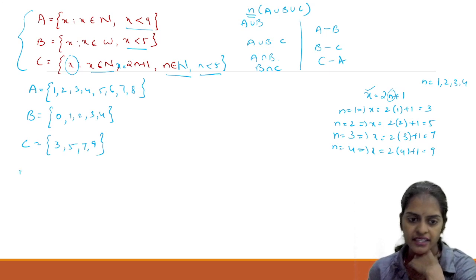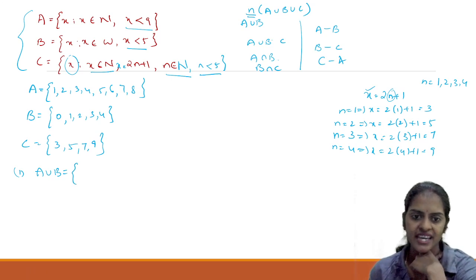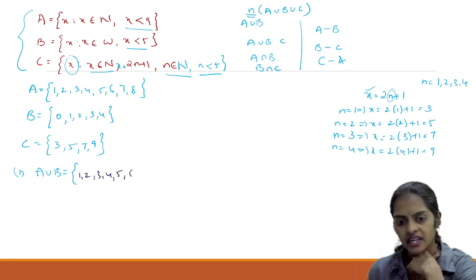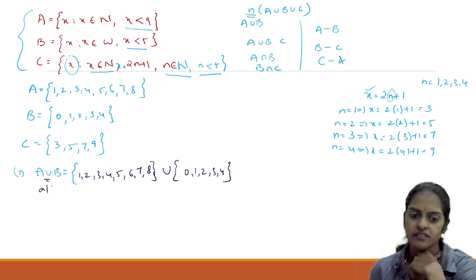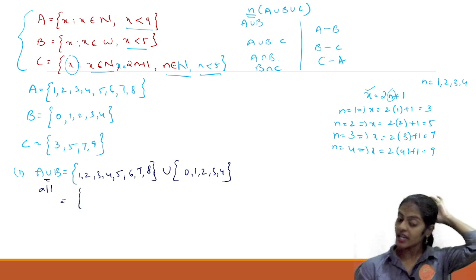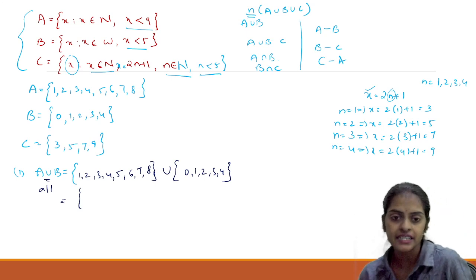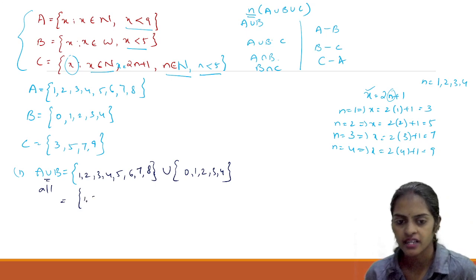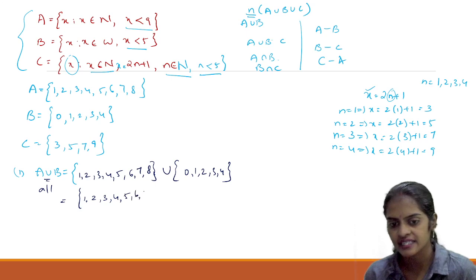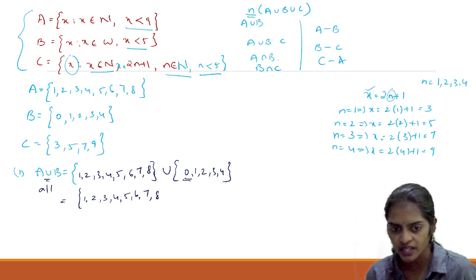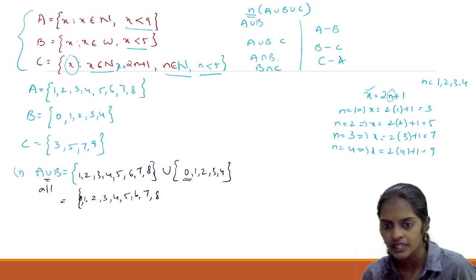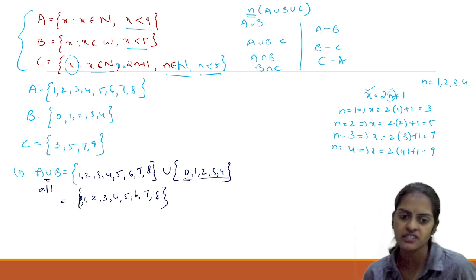Okay, now if I have to find the first bit, A union B, you'll write the elements of A and B. Okay, A is 1, 2, 3, 4, 5, 6, 7, 8. Union B is 0, 1, 2, 3, 4. Union means all together. Okay, but one point you remember, I told you elements of a set are not repeated. So when you're writing it together, please don't repeat it. So I have 1, 2, 3, 4, 5, 6, 7, 8. These are the elements of A. First write all of them. Then B, you see, in B I have 0. 0 I can actually write first. Okay. Then 1, 2, 3, 4 already we wrote, so we don't have to write. So this is A union B.